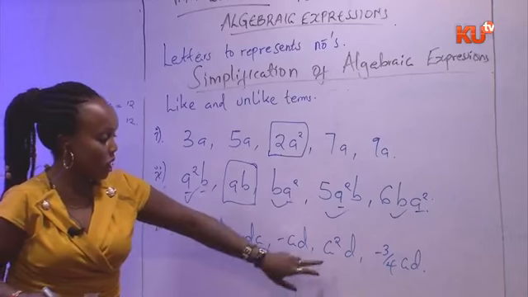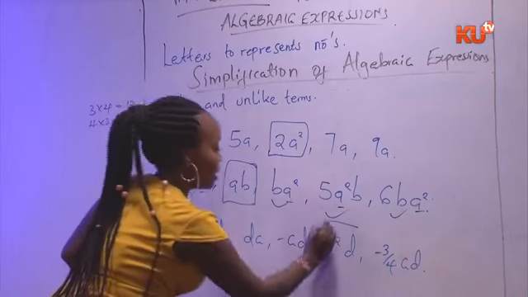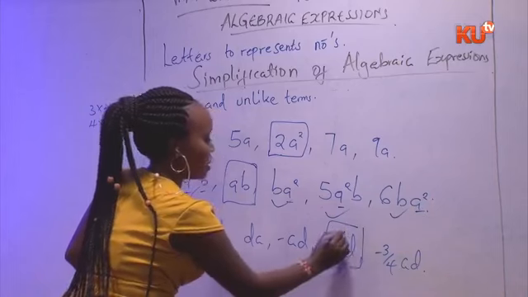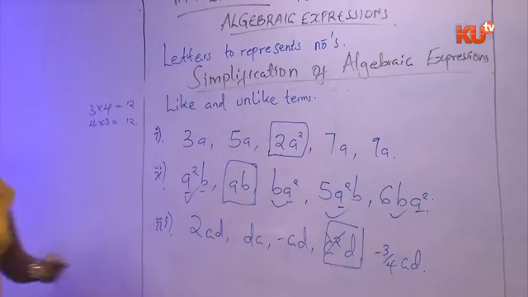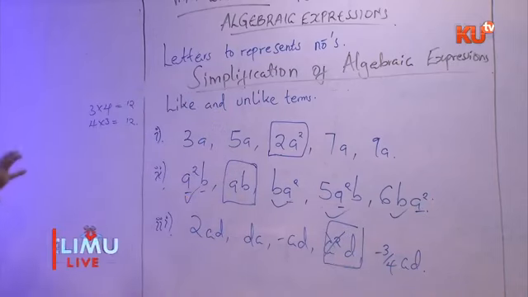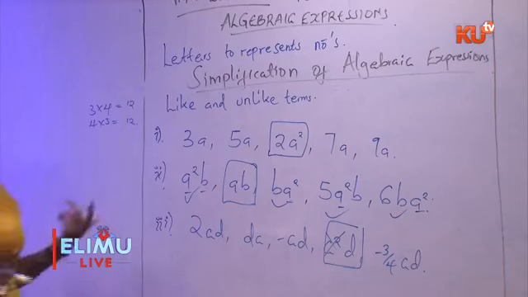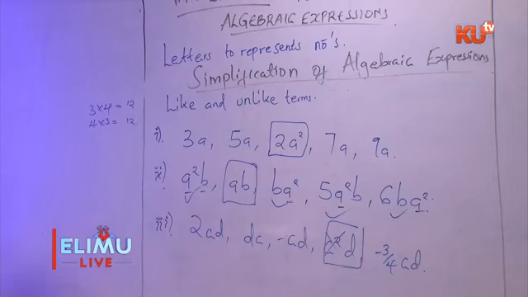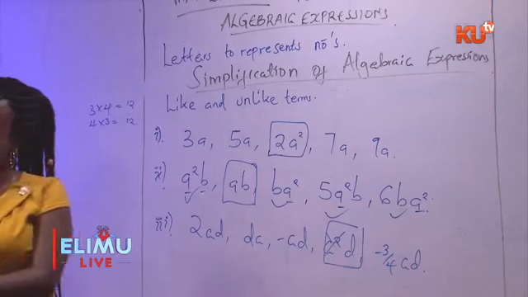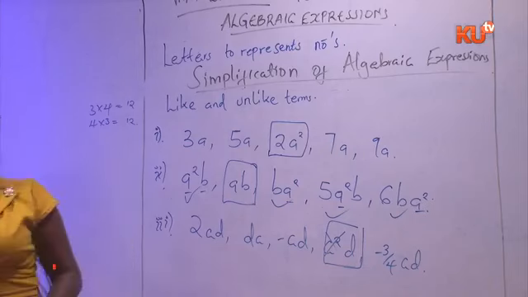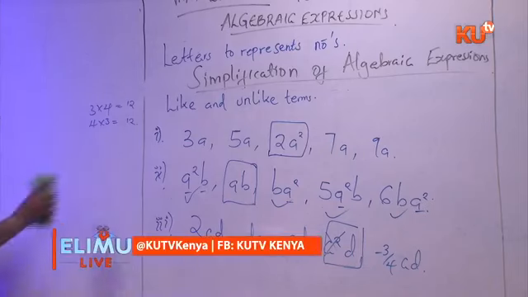Then we have c squared d. So the term which is unlike is the c squared d, because our c is raised to power 2 and the rest are not raised to any power. So that is how we identify the like and unlike terms. Before you start even simplifying algebraic expressions, you have to know how to identify like and unlike terms, because you will need them to simplify that expression. Let us now look at an example whereby we have to simplify.